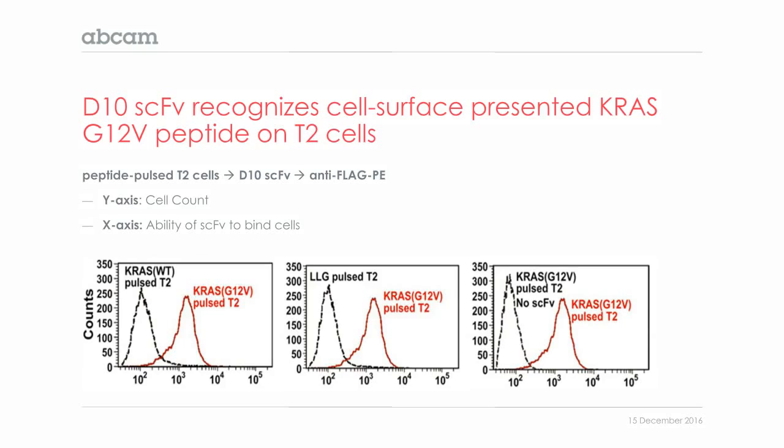Similarly, for all other HLA-A2 peptides we tested, there is no D10 scFv binding. One of the other HLA-A2 peptides we tested, which we call LLG, also showed no binding. And importantly, if you look at the histogram on the right, when you take mutant peptide pulse T2 cells and don't stain them with the scFv, you don't see any binding, so you still see that nice separation between mutant pulse cells and all other conditions.